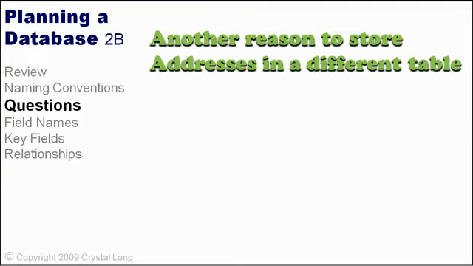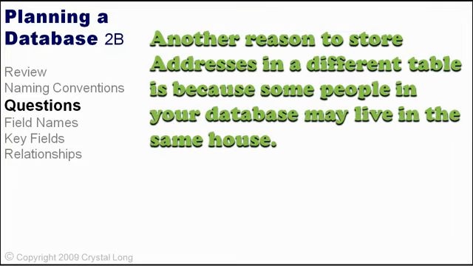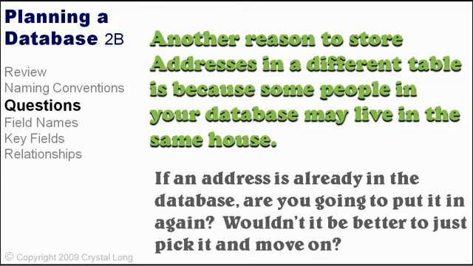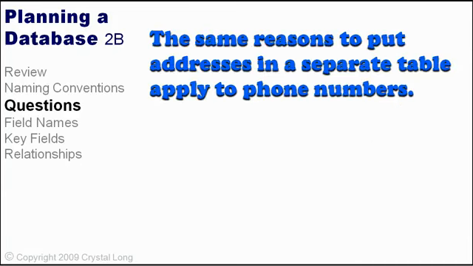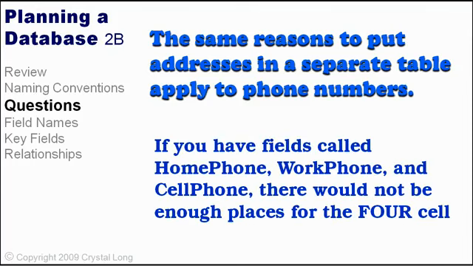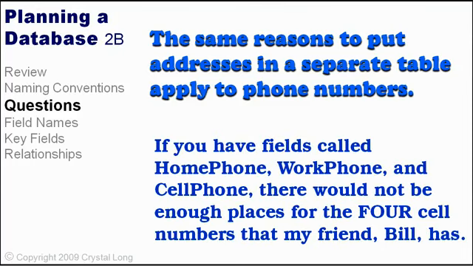Another reason to store addresses in a different table is because some people in your database may live in the same house. If an address is already in the database, are you going to put it in again? Wouldn't it be better to just pick it and move on? The same reasons to put addresses in a separate table apply to phone numbers. If you have fields called home phone, work phone, and cell phone, there would not be enough places for the 4 cell phone numbers that my friend Bill has.